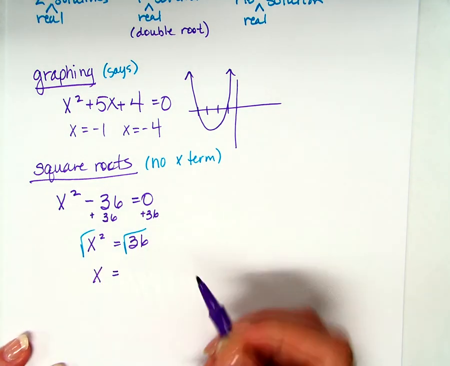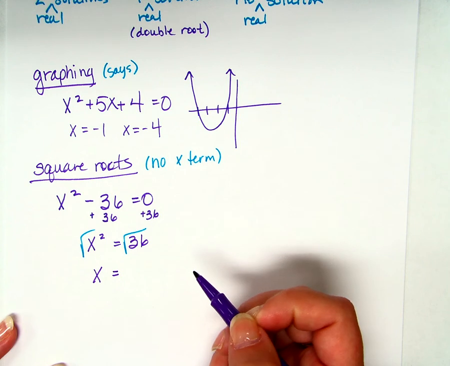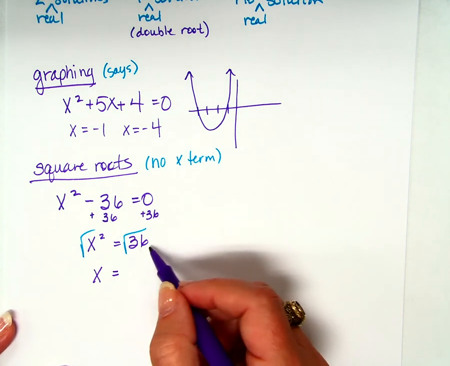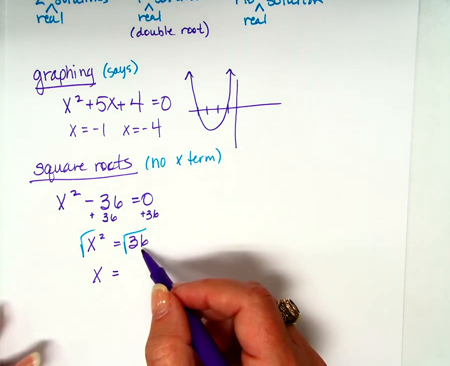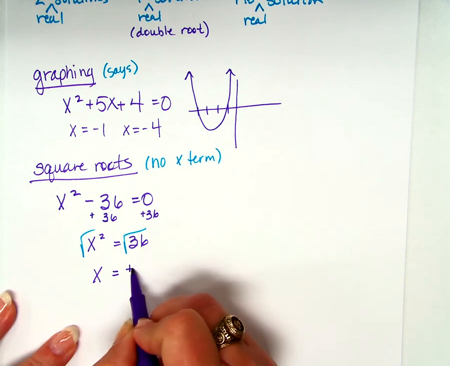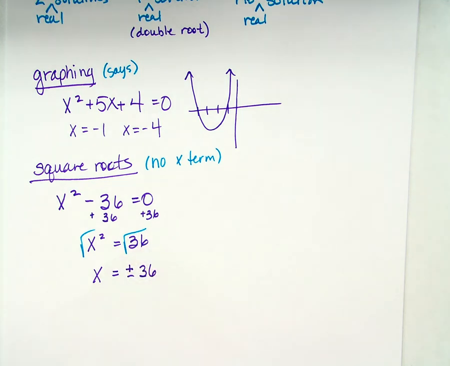Oh no. What times itself equals 36? I'm not disagreeing with you, but you're not remembering all of the answers. What else times itself equals 36? Negative 6. Plus or minus 6. Remember, when we put the root sign in the problem, we have to remember the plus or minus.